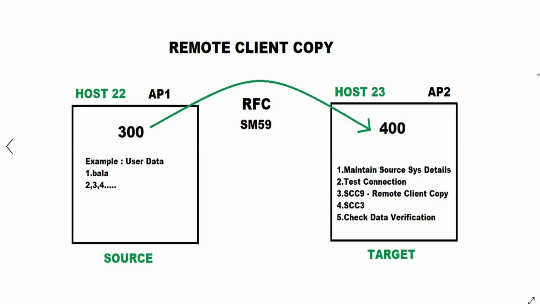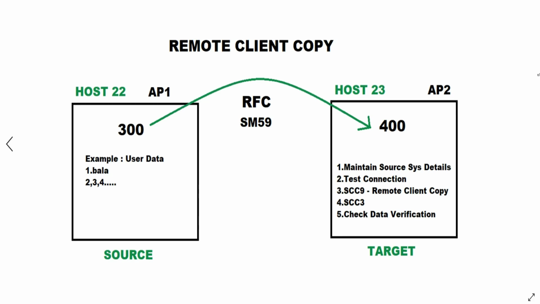So what we did as of now, I logged into the target client, which is 400, and I maintained the source system details. I want to copy the data from 300 client. Whatever data is available in the 300 client should be available in the 400 after the remote client copy. For doing this remote client copy, I established the connection between the two systems by using SM59.